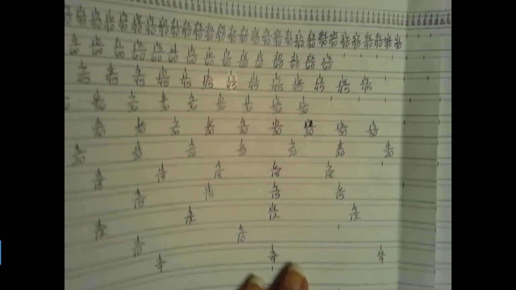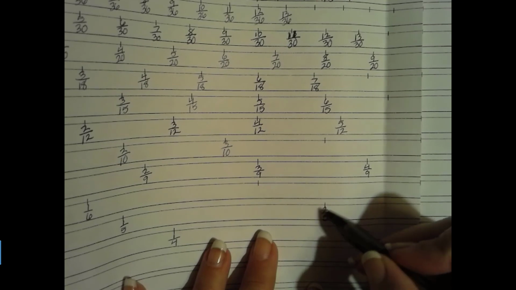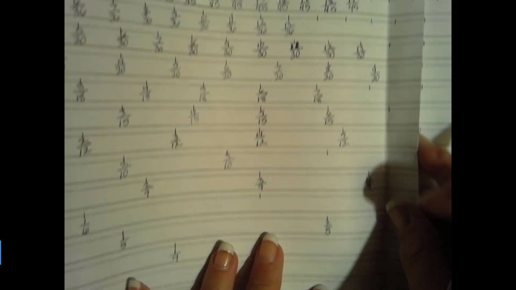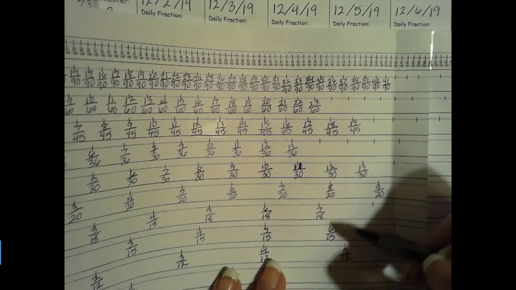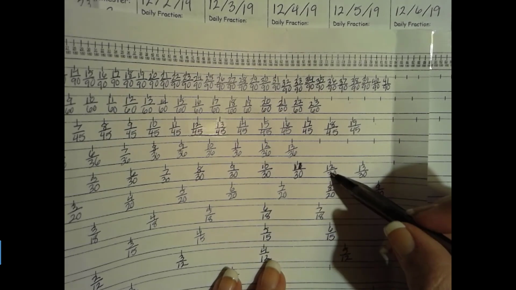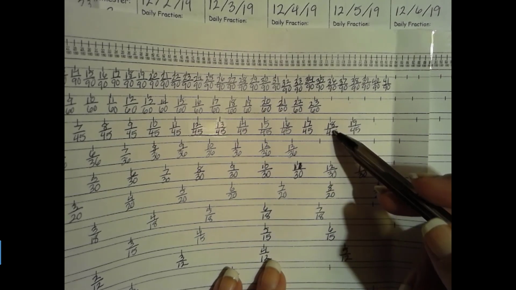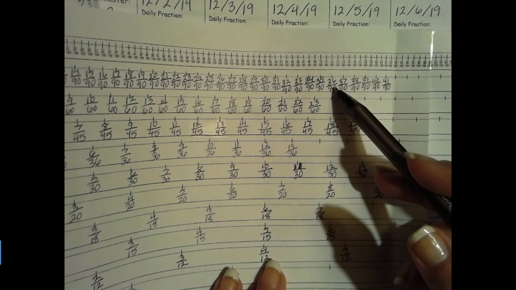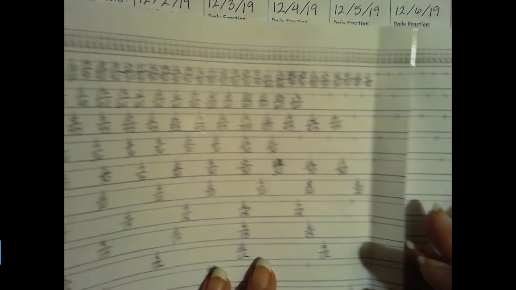6/15 is equivalent to 2/5. That's our simplest form. It's also equivalent to 8/20, 12/30, 18/45, 36/90, and our beginning fraction.